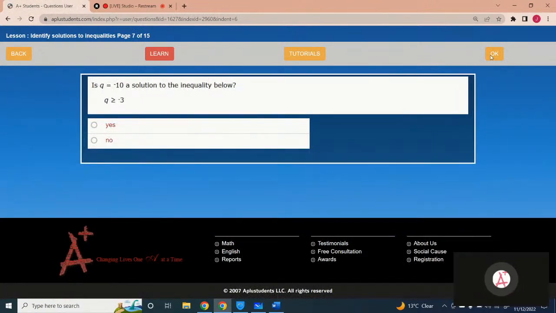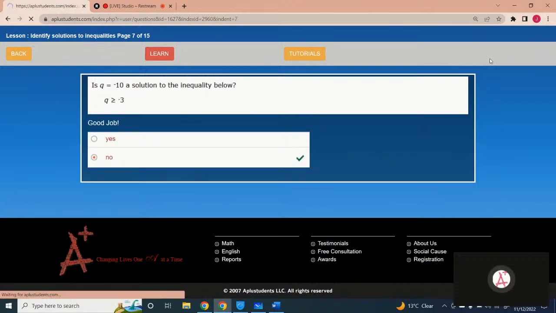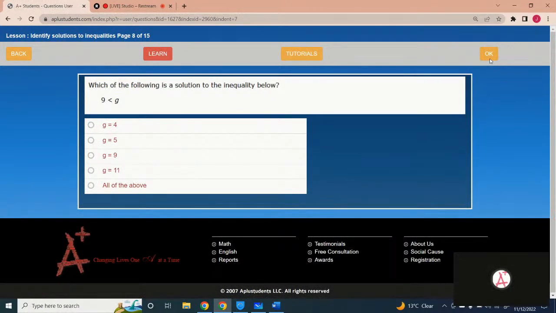Okay, is q equals negative 10 a solution of the inequality q is greater than or equal to negative 3? Is negative 10 greater than negative 3? No, negative 10 is less than negative 3. Got it? Because on the negative side, as you are moving far from 0, the numbers are getting smaller and smaller. Got it?